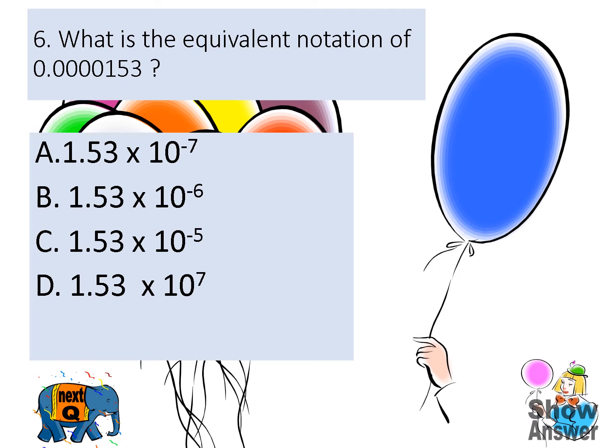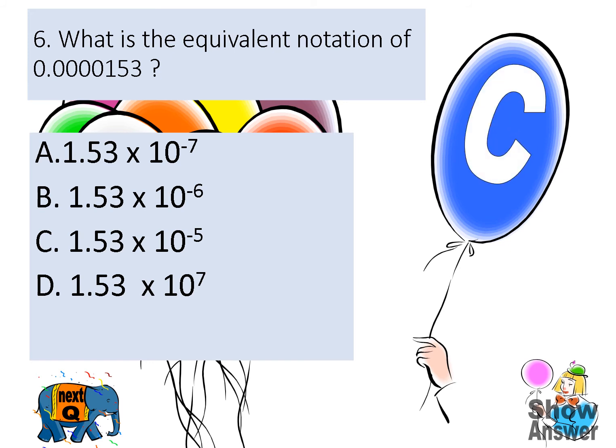What is the equivalent notation of 0.0000153? Is it A, 1.53 times 10 to the power of negative 7? B, 1.53 times 10 to the power of negative 6? C, 1.53 times 10 to the power of negative 5? Letter D, 1.53 times 10 to the power of 7. What do you think is the answer? Let's now reveal the answer.